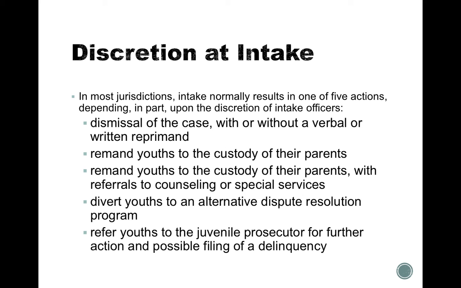Generally, one of 5 actions could happen at intake. The person might be dismissed, either with or without a verbal or written reprimand. They could be returned to the custody of their parents, or returned to the custody of their parents with referrals for counseling. They might be diverted to an alternative dispute resolution program, or they might be referred to the juvenile prosecutor for further action, and this would trigger the rest of the juvenile court system.